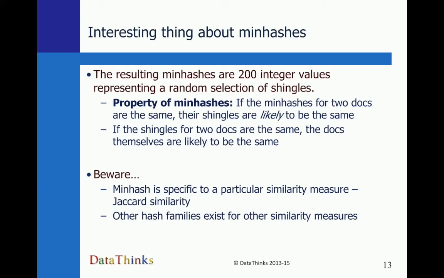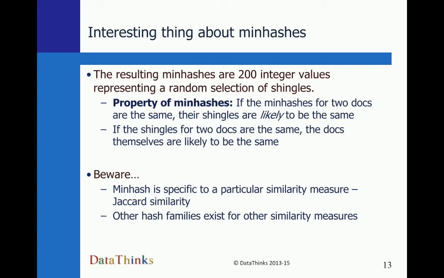What you end up having is 200 integers, or 200 hashes, that represent a random selection of shingles. The property of MinHashes is that if the MinHashes for two documents are the same, the shingles are likely to be the same. This is where the idea of bucketing the documents you are indexing comes in. If the shingles for two docs are the same, the docs themselves are likely to be the same.